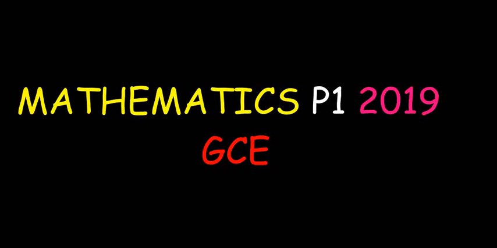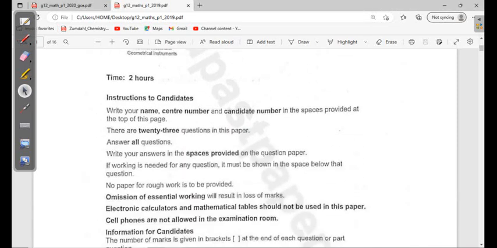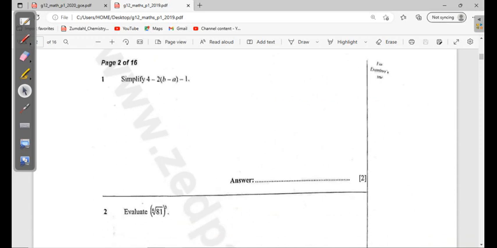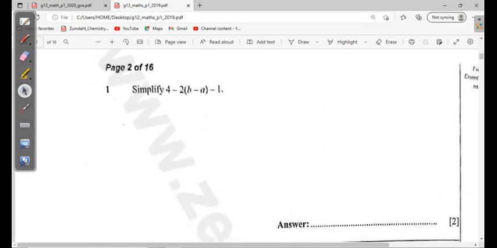So we are going to start with Mathematics Paper 1 for 2019 GCE. So the first question is here. I just hope we are able to see clearly. So the question is saying simplify 4 minus 2 multiplied by b minus a and then minus 1.